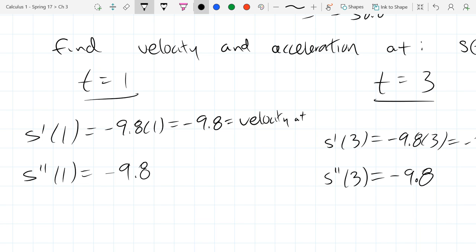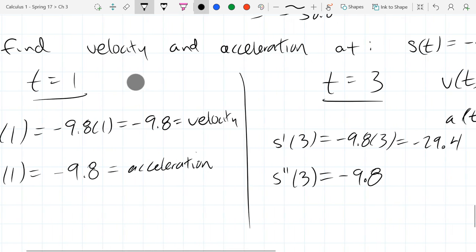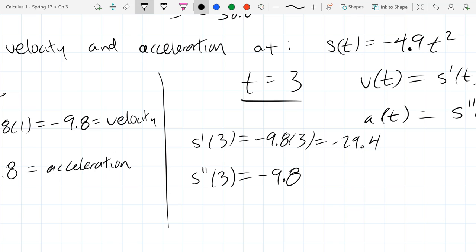Velocity, well, I'm not going to write velocity at the time because the t value is up at the top there. So it would be velocity at 1 second, and that negative 9.8 is acceleration. Of course, at the same 1 second. And then 3 seconds in, our first number we got, that was s prime velocity. Going much faster, and acceleration the same.